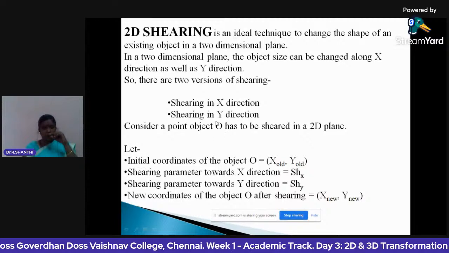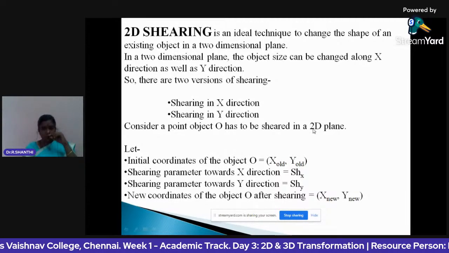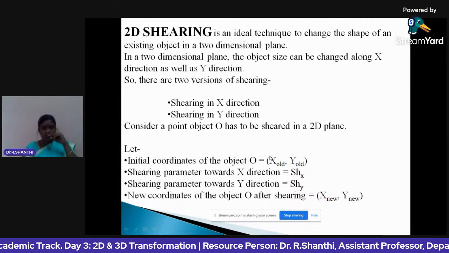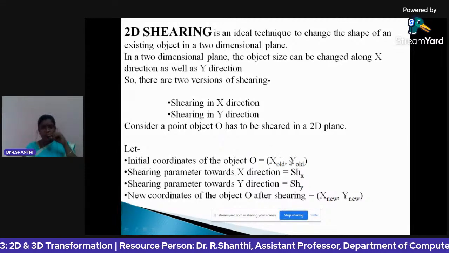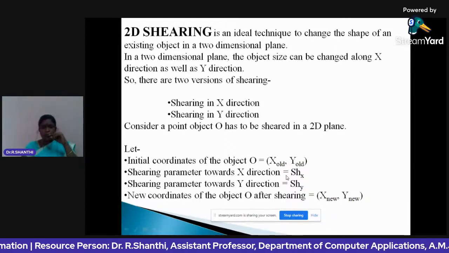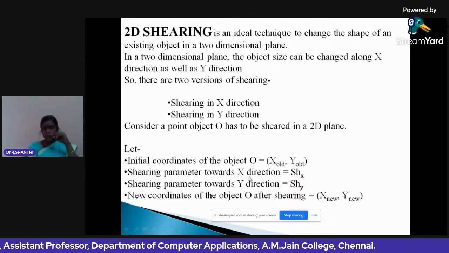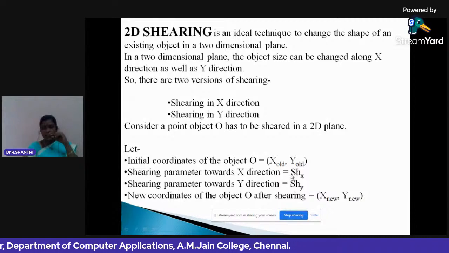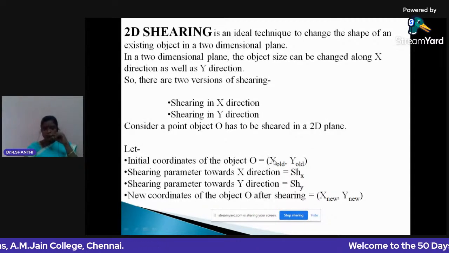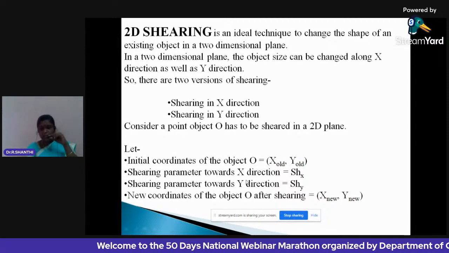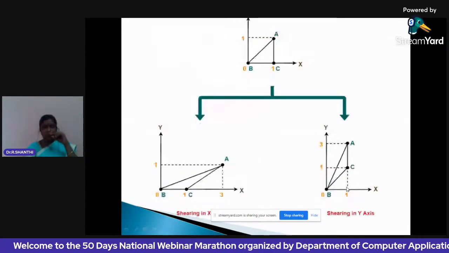For example, consider an object in the 2D plane. What are the initial coordinates? As you know, so far we are considering them as x old and y old. The shearing parameter towards the x direction, because you focus on one direction at a time, right, is indicated by SHX and the y direction by SHY. So new coordinates, because whenever you place an object on your computer screen, it will be occupying some coordinate values. After the transformation, what will be the new value? It will be x new and y new.